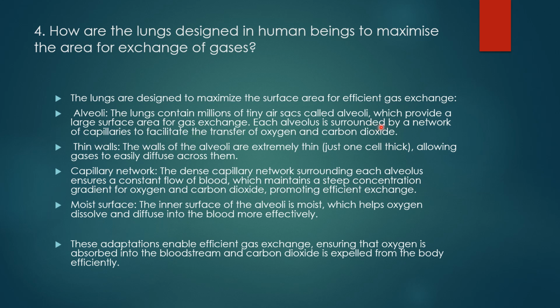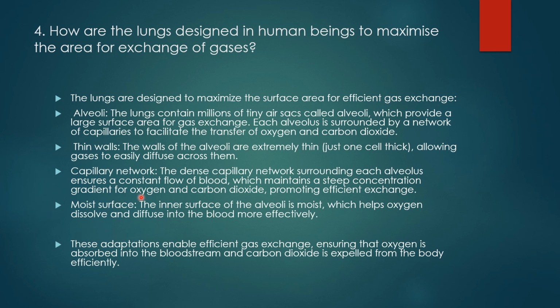Each alveolus is surrounded by a network of capillaries to facilitate the transfer of oxygen and carbon dioxide. Next is thin walls. The walls of alveoli are extremely thin, just one cell thick. It allows gases to easily diffuse across them. Next is the capillary network. There is a dense capillary network which surrounds each alveolus. It ensures a constant flow of blood, which maintains a steep concentration gradient for oxygen and carbon dioxide and promotes efficient exchange.